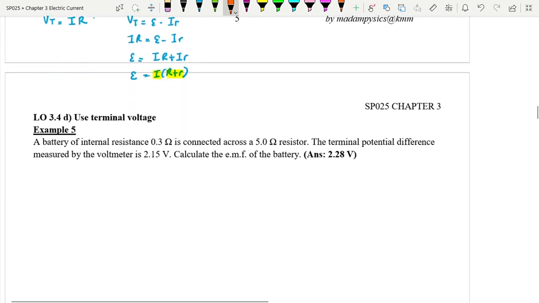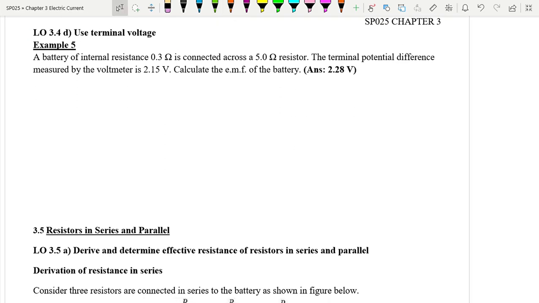Alright, so let's discuss on example 5 here. A battery of internal resistance 0.3 ohm. Okay, ni adalah internal resistance, so kita labelkan terus r kecil. Connected across 5 ohm resistor, so that will be external R. Sebab dia kata battery connected across 5 ohm resistor. So kita boleh bezakan mana internal r dan mana external R, yang mana small r, mana big R.